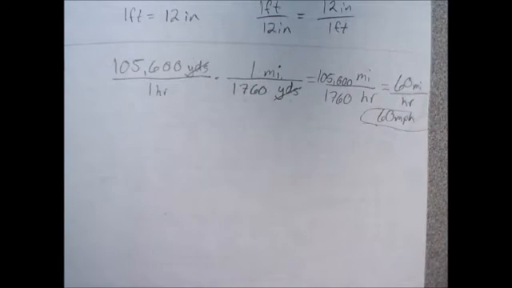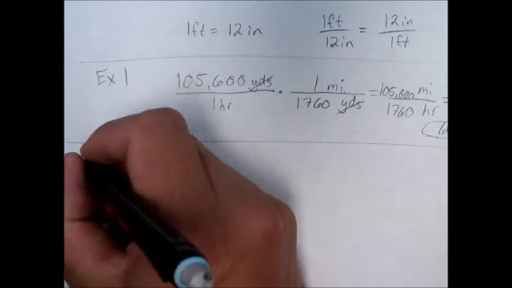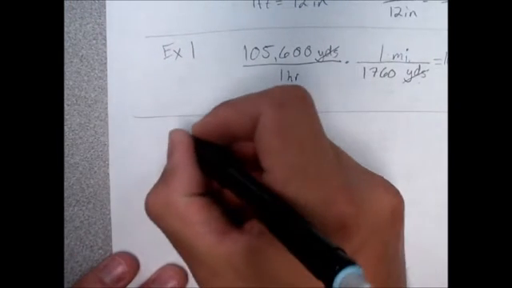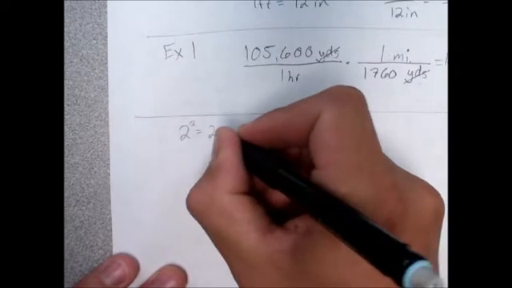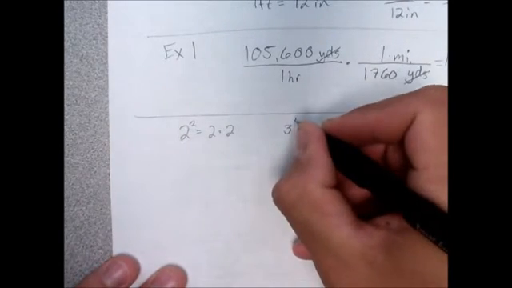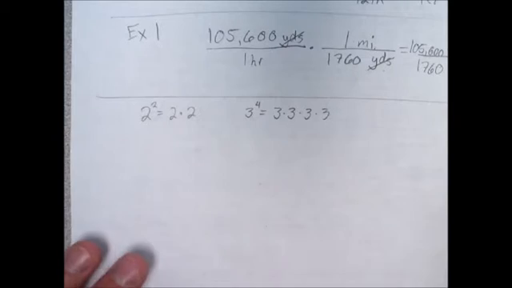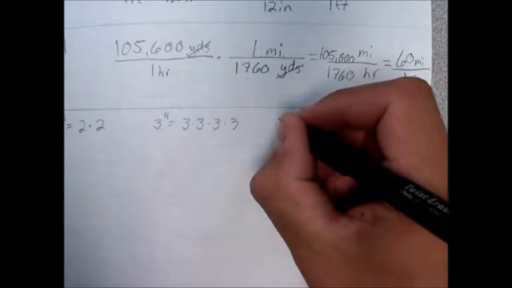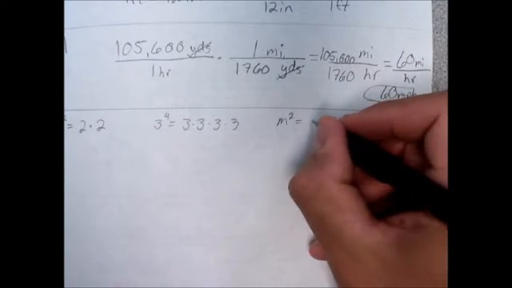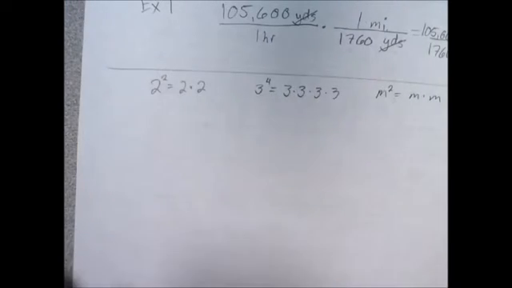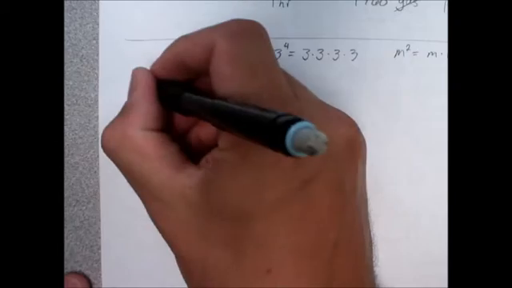Let's go to example 2. But I need to explain something first. Remember that if you say 2 squared, that really means 2 times 2. And if I said 3 to the 4th, that really means 3 times 3 times 3 times 3. Okay, it means it's that thing multiplied by itself that many times. So if I said m squared, I really mean m times m, right? So it happens twice. So when I'm converting things that are with units squared, that thing has to happen twice. So in example 2, we're going to talk probably about area.